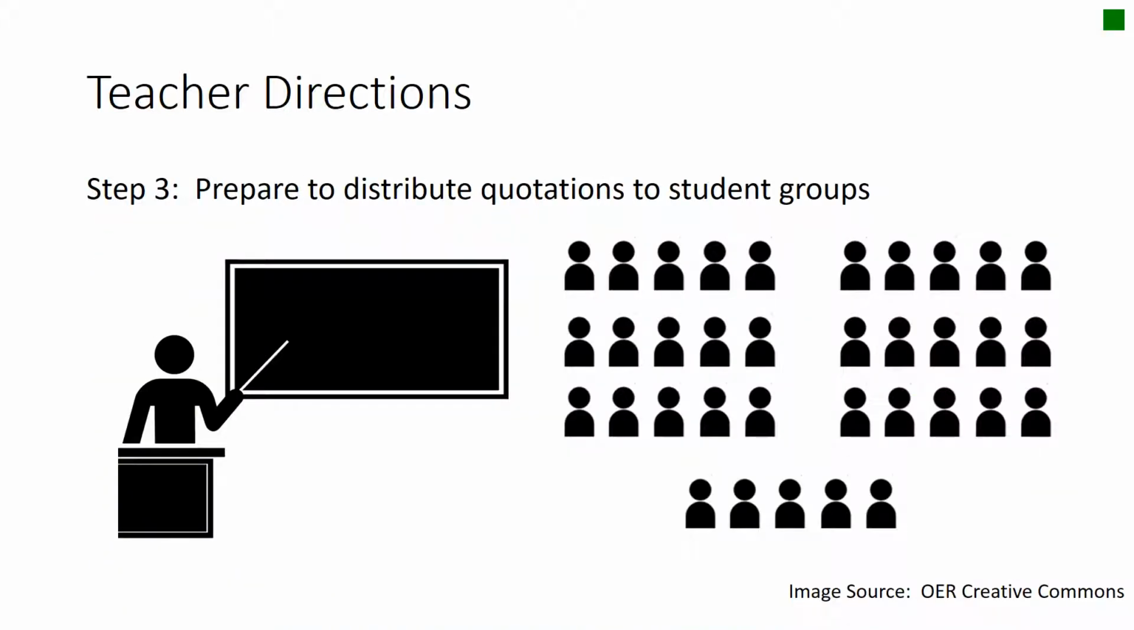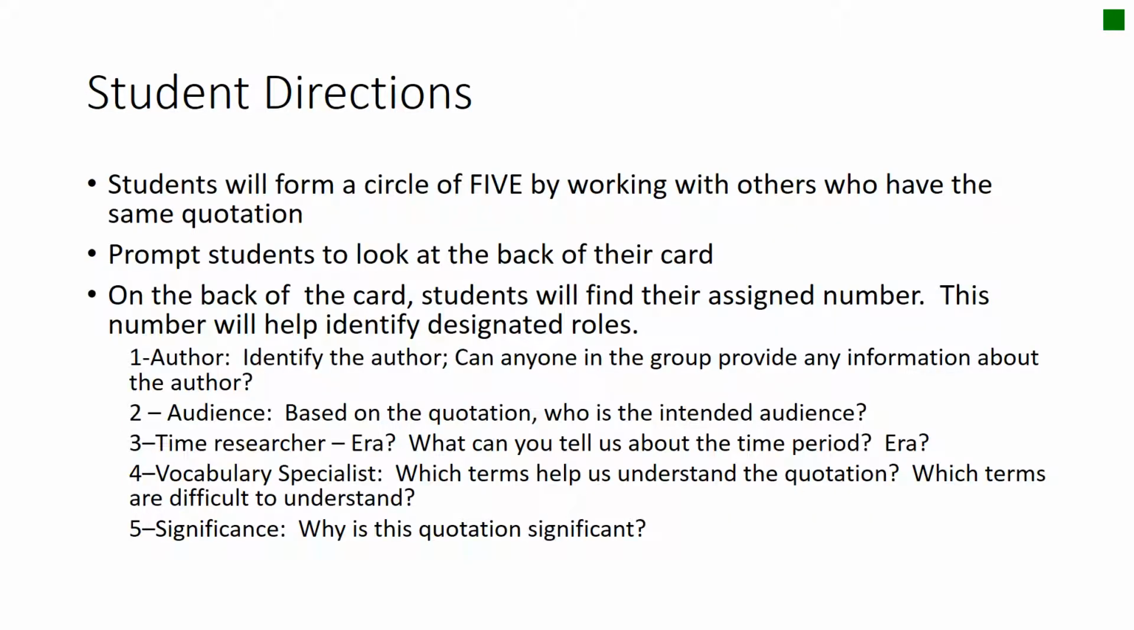Step 3. Prepare to distribute quotations to student groups. If you are concerned about how every student can actively participate in this activity, when the time comes to assign groups and/or distribute quotations, you can be purposeful about the quotation that each group of students receives and which student receives which role. We will discuss student roles in the student directions portion of this video. Student directions. Students will form a circle of 5 by working with others who have the same quotation.